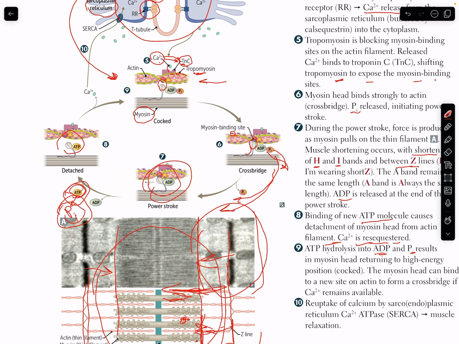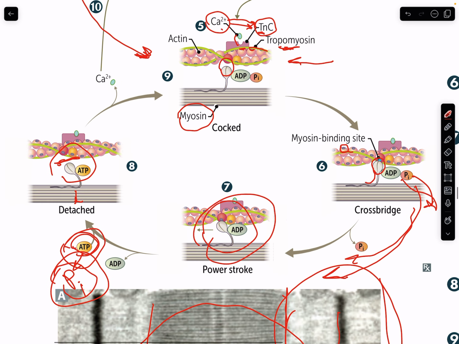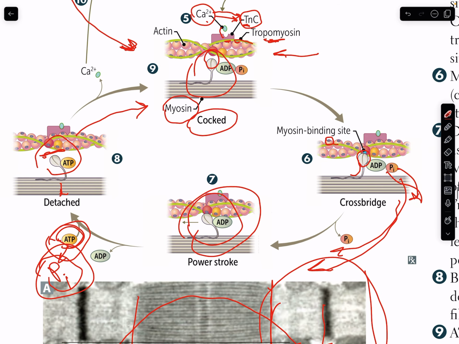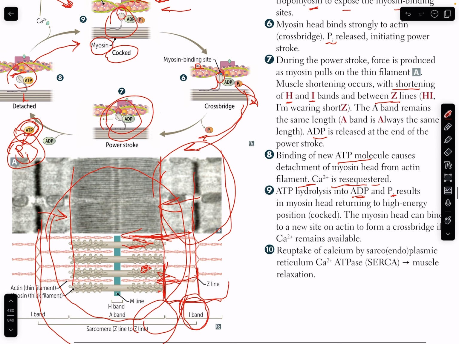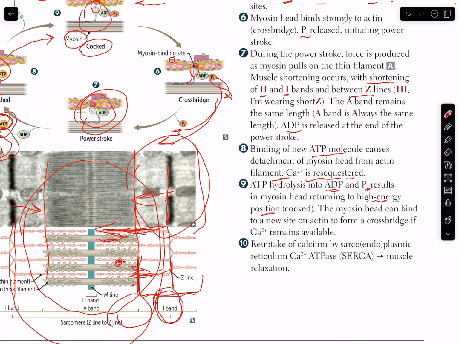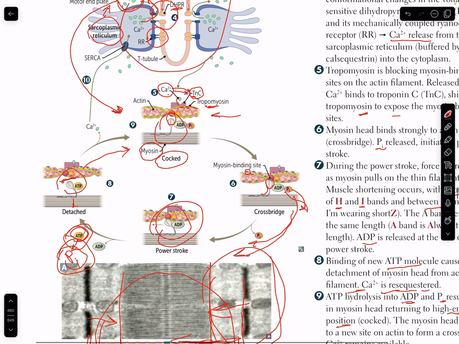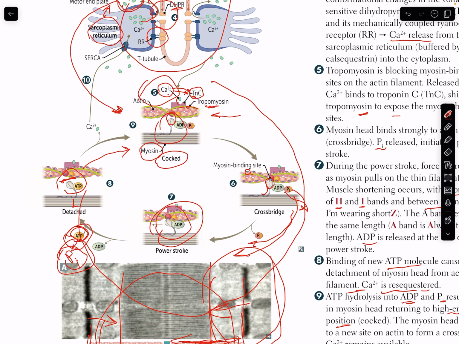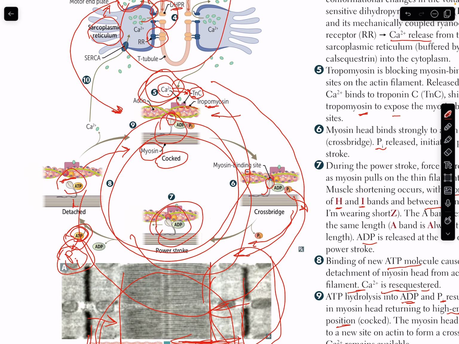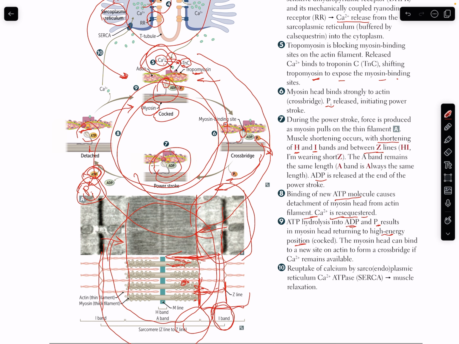So it bound here. After it bound, the myosin head left the actin filaments and it will return to the cocked state, which is the high energy position. The myosin head can bind to a new site on actin to form a cross-bridge if calcium remains available. So what's driving this process is the calcium. Whenever calcium is there, the process will keep on going. The myosin head can bind to a new site.